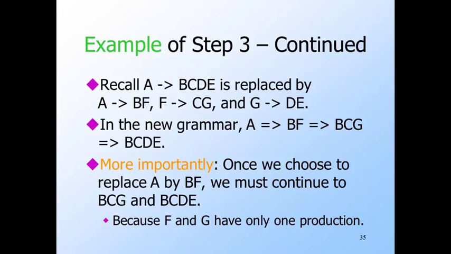Thus, using A goes to BF in the new grammar is tantamount to using A goes to BCDE in the old. We thus have an argument why the transformations from clean grammars to CNF grammars do not change the language. You can do formal inductions on the length of derivations in these grammars, but I hope these less formal arguments are convincing.